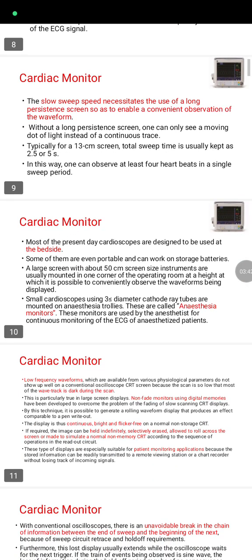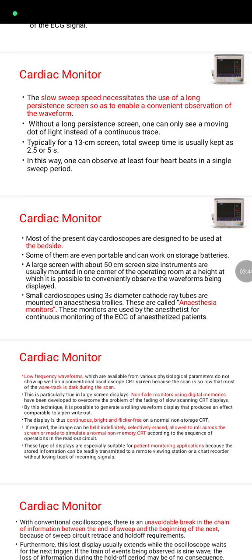Cardiac monitor. Most of the present day cardioscopes are designed to be used at the bedside. Some of them are even portable and can work on storage batteries. Large screen instruments of about 50 cm screen size are usually mounted in one corner of the operating room at a height at which it is possible to conveniently observe the waveform being displayed.